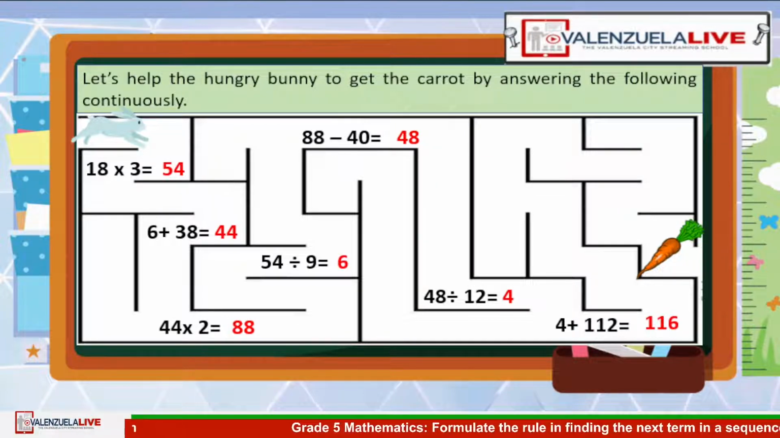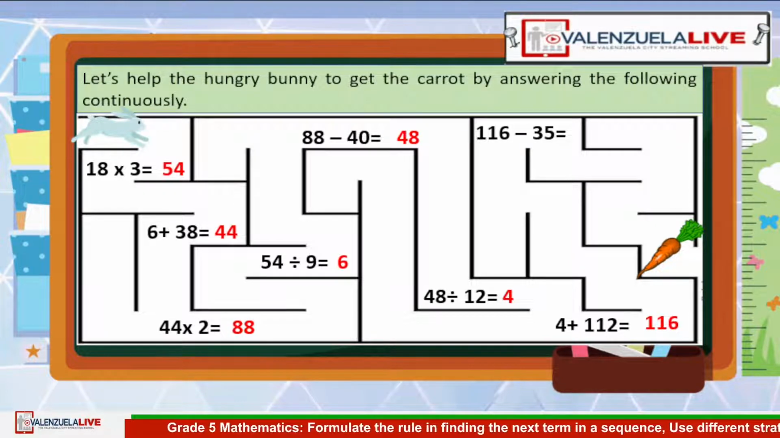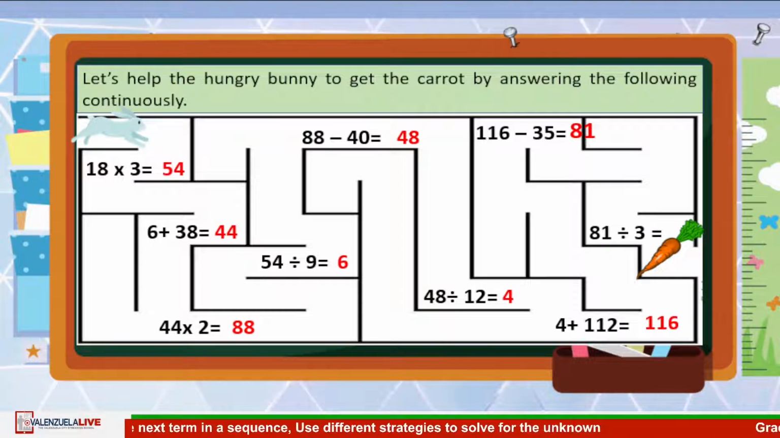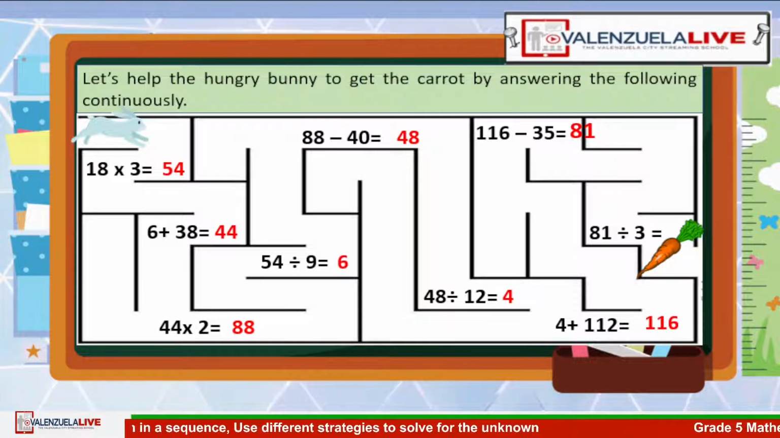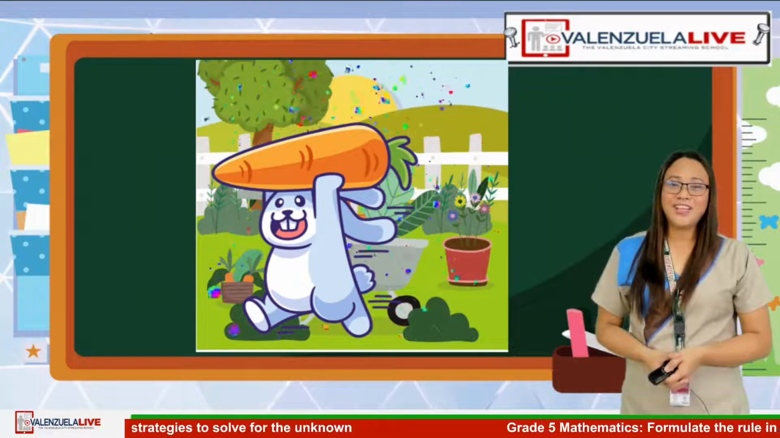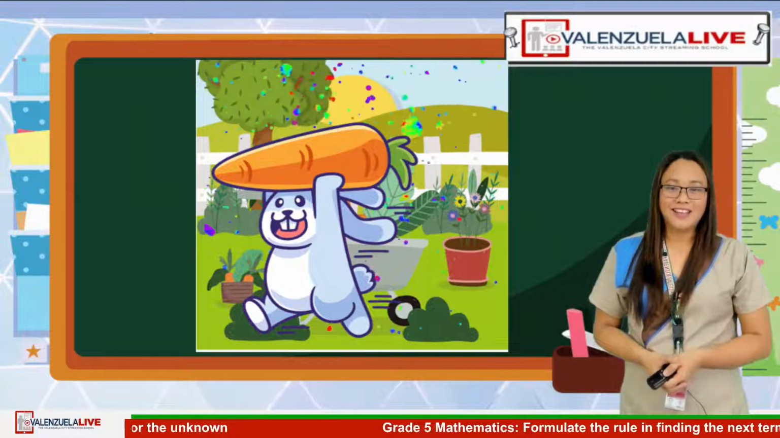The bunny is going now to the carrot. We have 116 minus 35. Very good. It's 81. And finally, for the last one, we have 81 divided by 3. Right. That is 27. All right. We have congratulations. Thank you very much for helping the bunny to get his carrot.